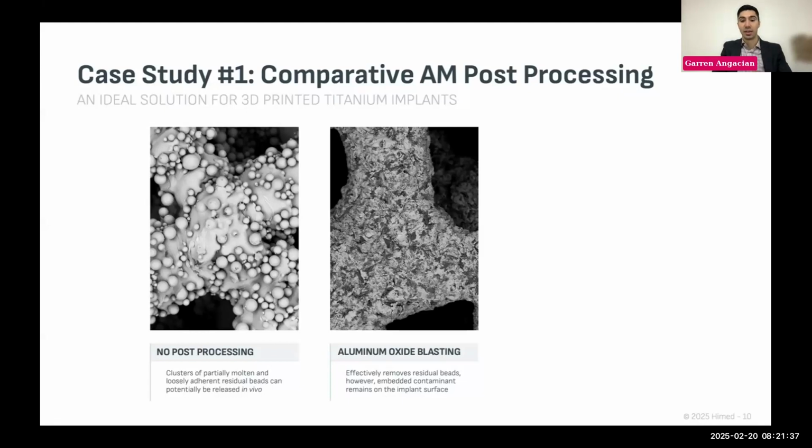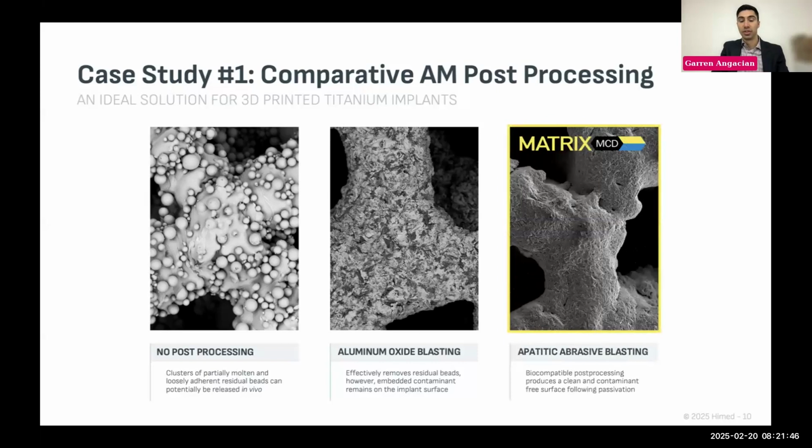However, we see embedded contaminant remains on the implant surface. So all those darker areas there, the dark gray, that's aluminum oxide still embedded in the surface of the part itself. But using something like Matrix MCD, our proprietary apatitic calcium phosphate abrasive, you end up having a biocompatible post-processing, producing a clean and contaminant-free surface following passivation. So you get your micro-texturing and things like that, and you get rid of those residual beads, but you don't have any embedded particles and no aluminum oxide, obviously, in your process.